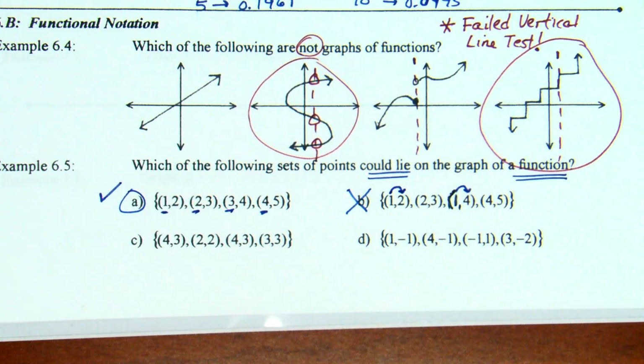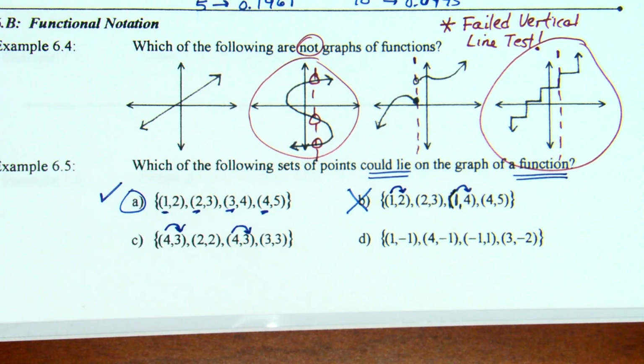C? Is C a function? What's the catch here? I mean, if you're looking at do my x's repeat, well, it does look like my x's repeat. 4 repeats, yes, but what's the catch? 4 repeats with 3 repeats. So it's 4, 3, and 4, 3. If I graph 4, 3, and 4, 3, can you tell that I graphed 2 4, 3s? No, they're the same dot, aren't they? And so this one is still a function. And D?